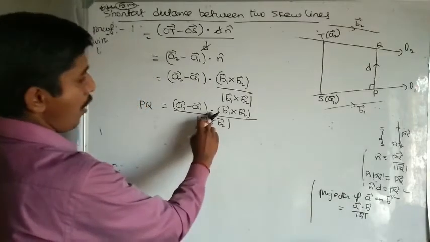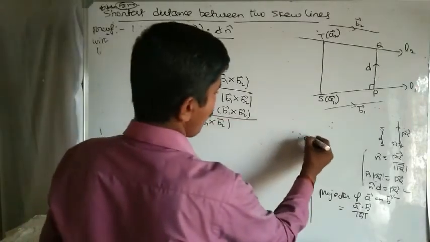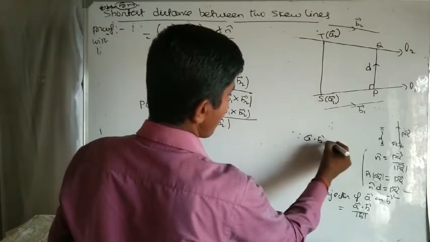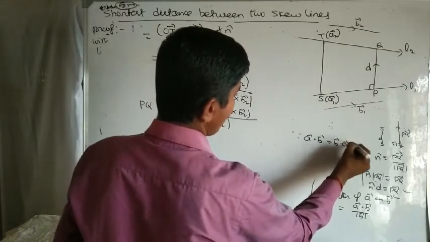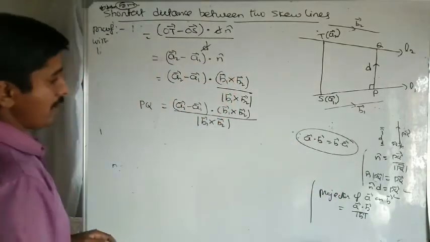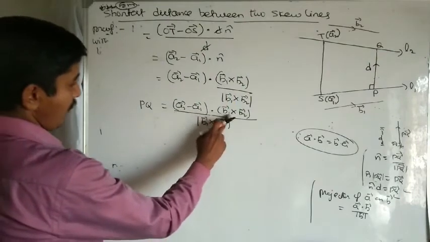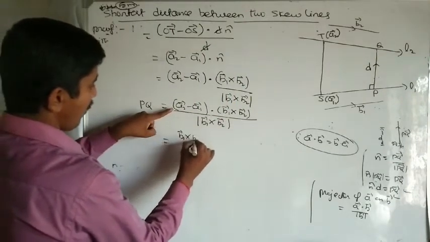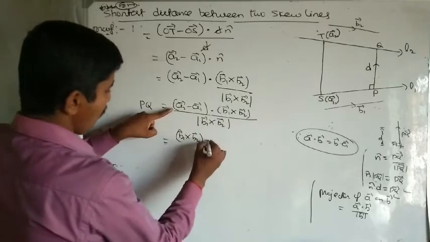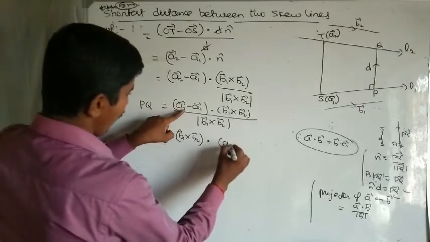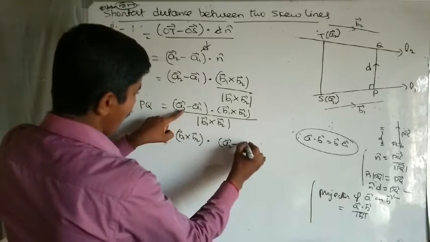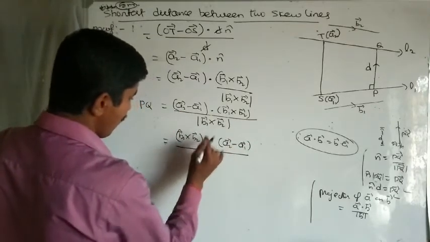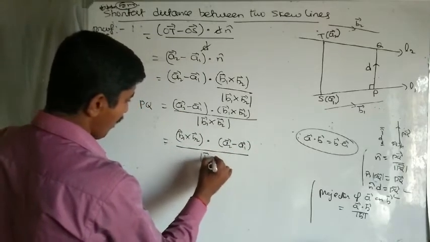Here the dot product is commutative. Commutative means vector A dot vector B can be written as vector B dot vector A. By the commutative property, the first vector dot the second vector can be written as vector B1 cross vector B2 dot vector A2 minus vector A1, divided by the magnitude of vector B1 cross vector B2.